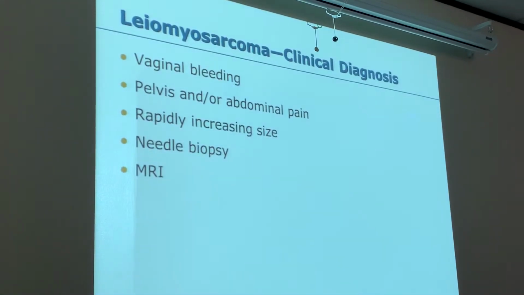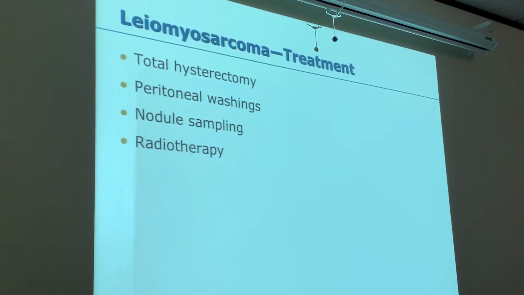You'll have vaginal bleeding, pelvic or abdominal pain. The uterus will increase in size. They'll usually do a needle biopsy on it to find out what it is, and an MRI is going to be your best bet. They'll do a total hysterectomy. They can also do a peritoneal wash, meaning they'll stick a needle into your peritoneum and flush it with normal saline and then drain it back out. They can also do sampling of the lymph nodes, or they can just go ahead and do radiation therapy.